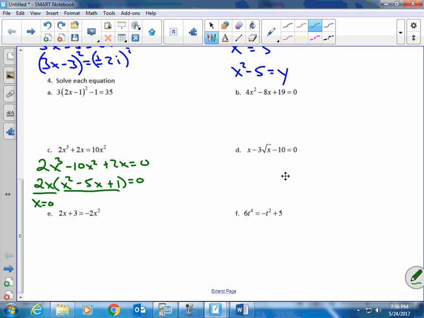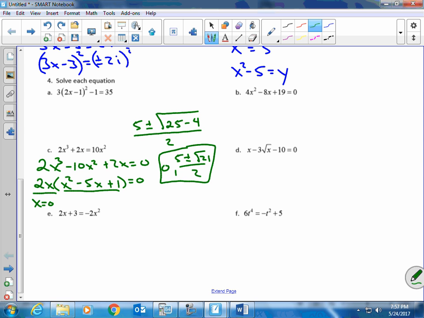Let's solve it. How do you want to solve the quadratic now? Try to factor it, but it doesn't. So let's do the quadratic formula. Negative b plus or minus the square root of b squared minus 4 times a times c all over 2a, which gives me 5 plus or minus the square root of 21 all over 2. That doesn't reduce, so we're done. What's the answers? 0, and then that mess.